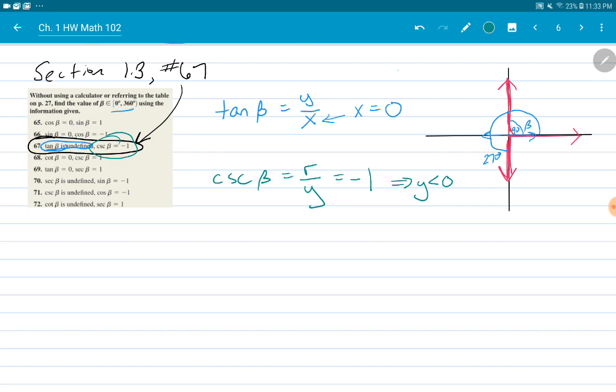So if y is negative, then that means our terminal ray has to be going this way, and I can conclude that beta is 270 degrees.